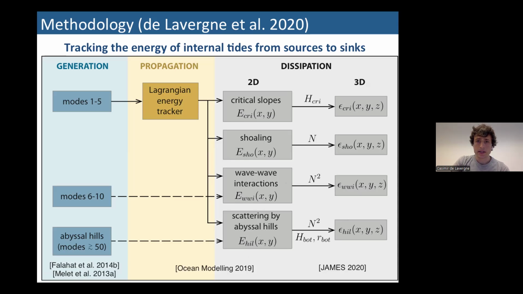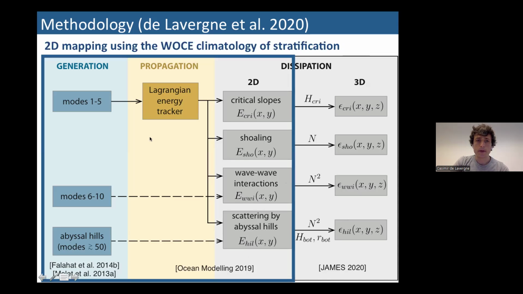Now, this 2D mapping here from the generation to the dissipation, we do it with an observed WOA climatology of stratification. So all this is, we get essentially 4 static 2D maps of dissipation. What I should have said is we find that modes greater than 6 don't propagate much, at least at the resolution of our calculation, so half a degree.